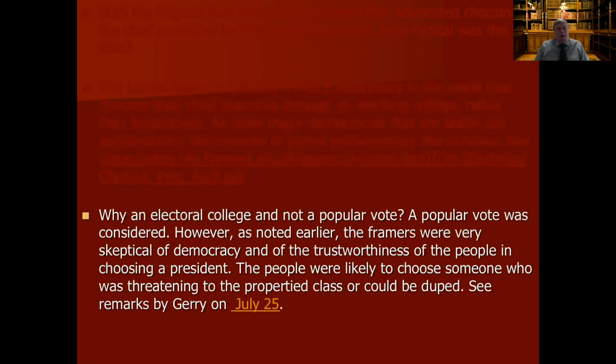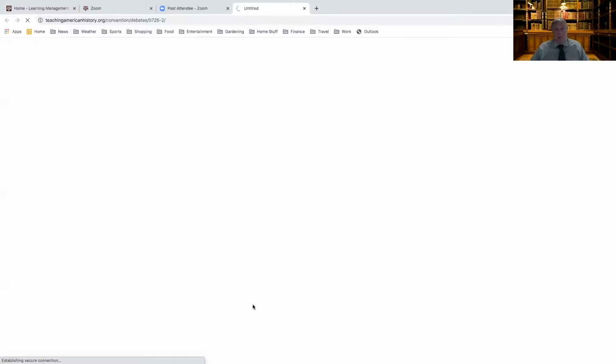Okay, so why an electoral college and not a popular vote? A popular vote was considered at the convention. However, as we talked about earlier, the framers were very skeptical of democracy and of the trustworthiness of the people in choosing a president. The people were likely to choose someone who was threatening to the property class or could be duped. And if you want evidence of that, go to the remarks by Elbridge Gerry on July 25th. Let's look at that briefly here.